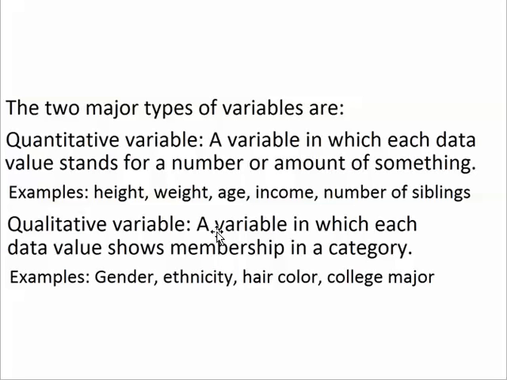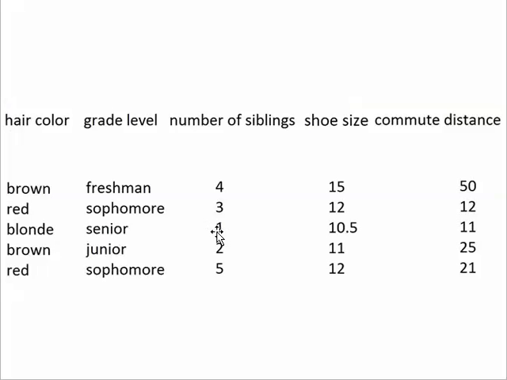Let's look at an example of a spreadsheet and try to find out which variables are quantitative and which variables are qualitative. Hair color is a qualitative variable because each of these values is a type of hair color. Each value isn't an amount of hair color. So hair color is qualitative.